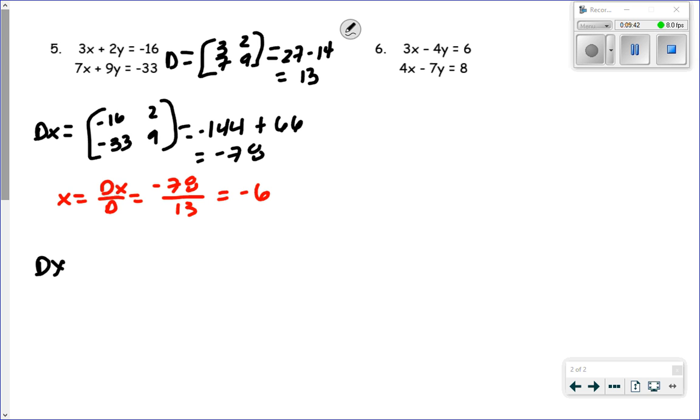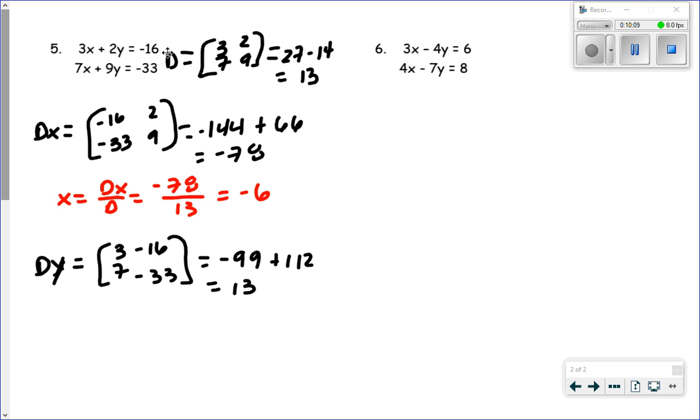Okay, and then dy. Keep the x column and replace it with -16 and -33. So 3 times -33 is -99. -16 times 7 is -112, so it ended up being plus. And that would be 13. So then y is dy over d, which would be 13 over 13, which would reduce to be 1. So my ordered pair would be -6, 1.